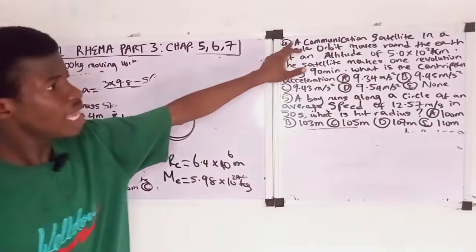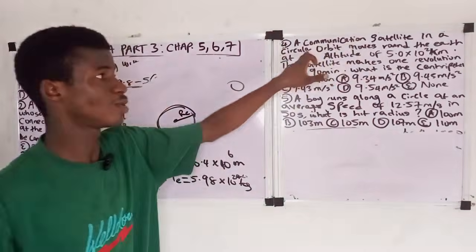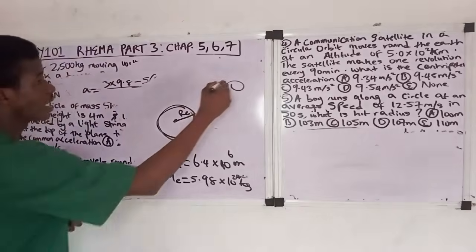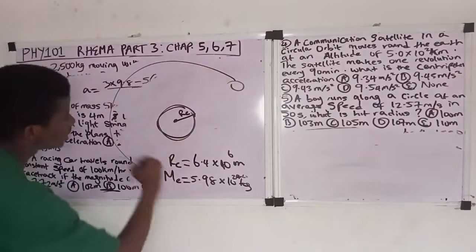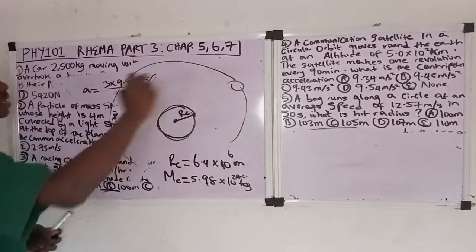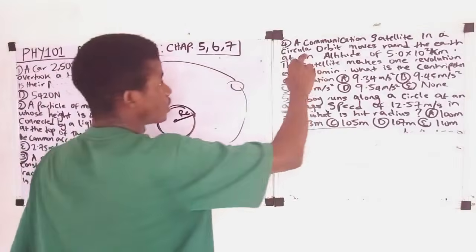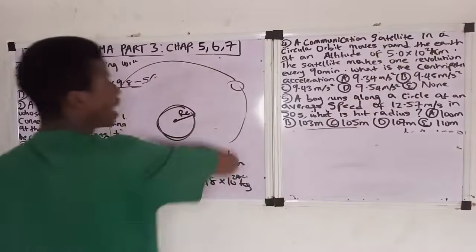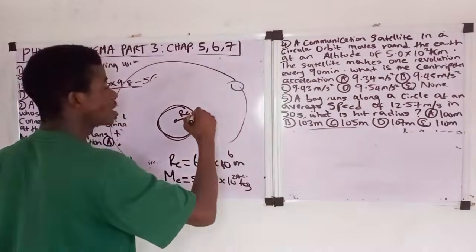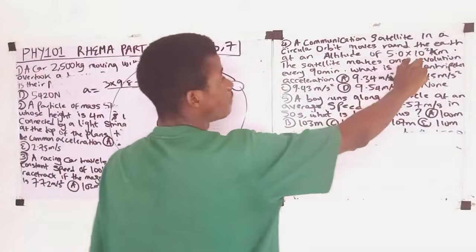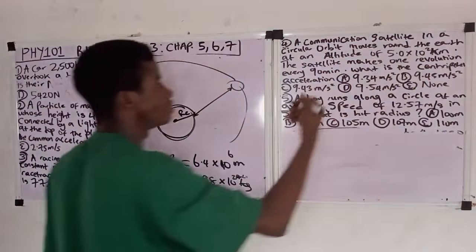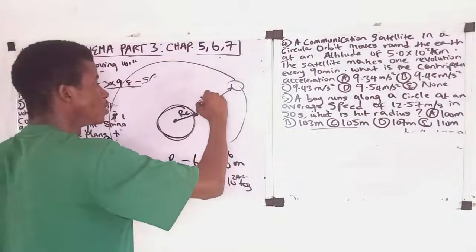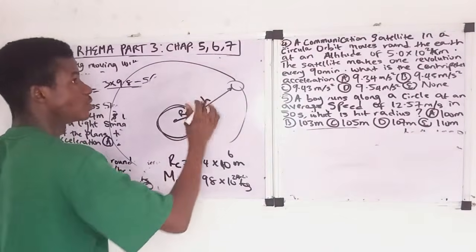They say a communication satellite in a circular orbit. Okay, so this is the satellite. Now, the satellite is in a circular orbit, right? Yes. In a circular orbit, it moves around the Earth at an altitude of 5 times 10 raised to the power 2 kilometer. Okay, so the altitude is what?